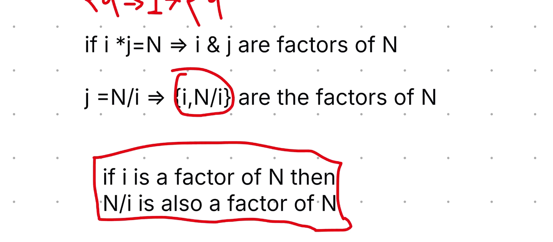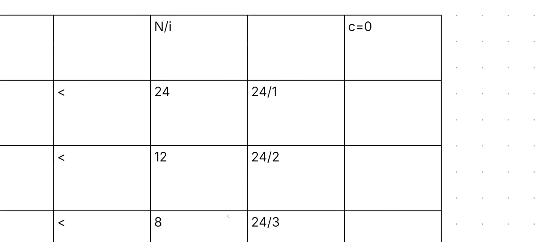So let's take the same input, 24. I make one table here. Here you can see i, and here you can see n upon i. And here we have the count as 0, correct?